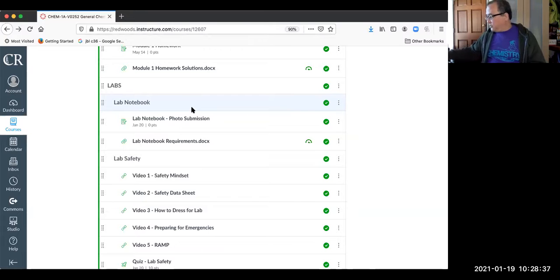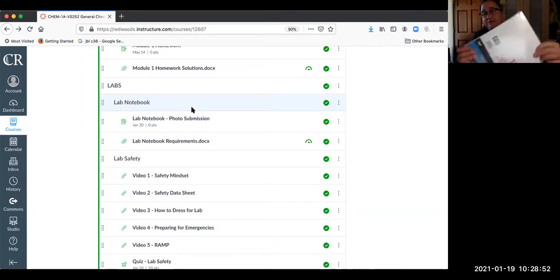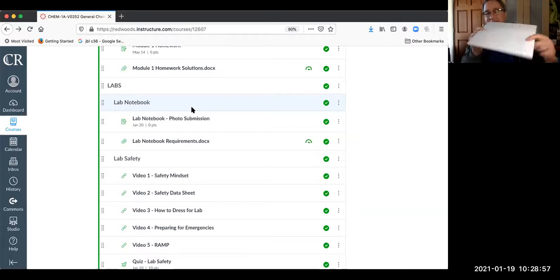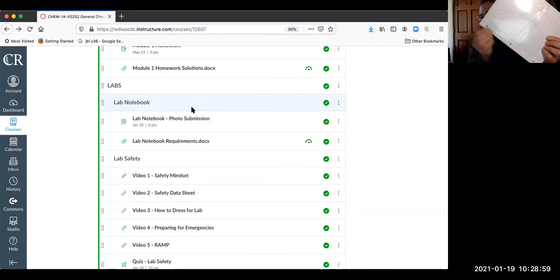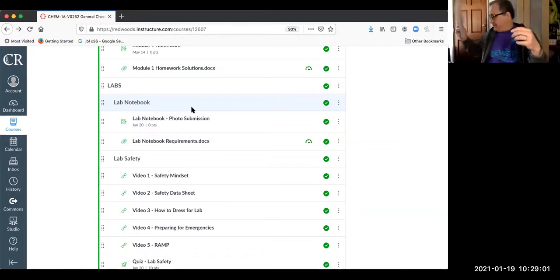Let me show you examples of lab notebooks that are not okay. This is what I call a spiral bound notebook. This is not allowed, period. This is loose leaf paper. I went to the dollar store and got all these things this morning. You can see the 3-ring binder. This is not allowed. So anything that is not bound is not allowed. No ifs, ands, or buts.